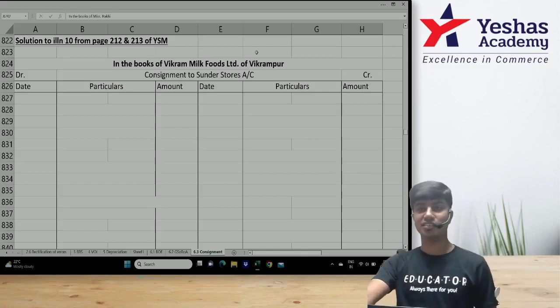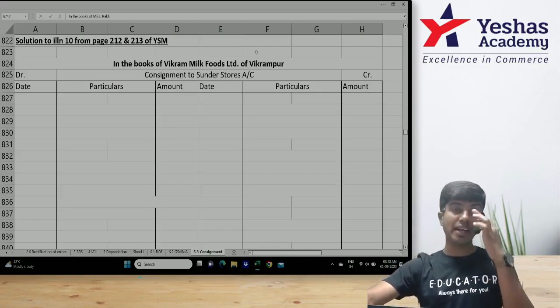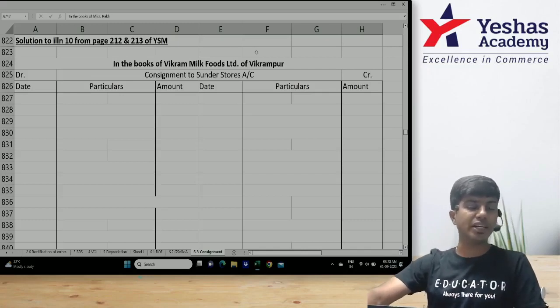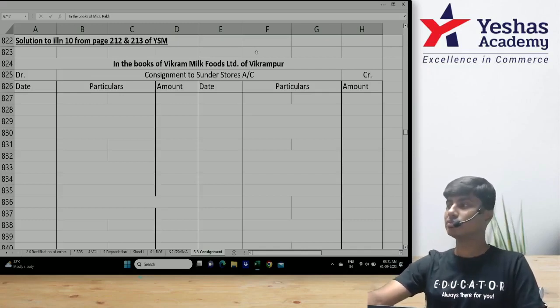No entry in the books of the consignor. Bad debts depend on whether del credere commission is paid or not. What is the entry for bad debts when del credere commission is paid? No entry.